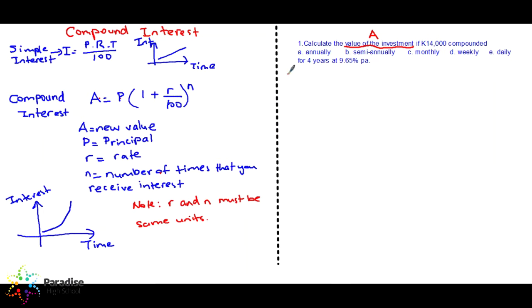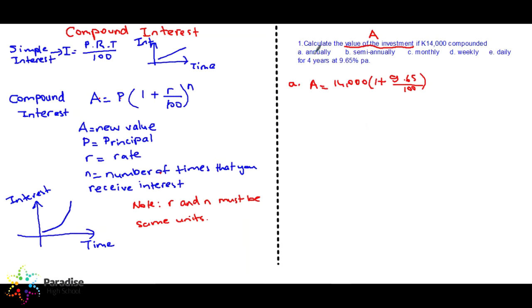Okay, let's calculate the value of A for annual compounding. If you have interest compounded annually, A is equal to, what is P here? 14,000 kina. 14,000 times (1 plus R over 100). What is your R? R is 9.65%, because your interest is compounded annually, so we just keep the same rate here, divided by 100, to the power of, in 4 years, how many times will you receive interest?